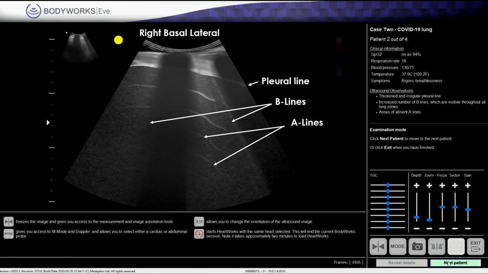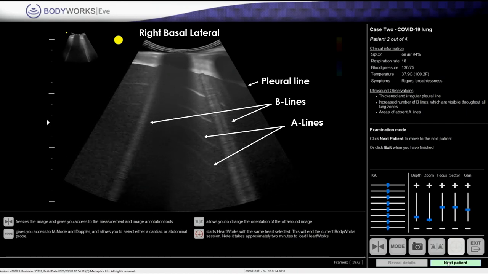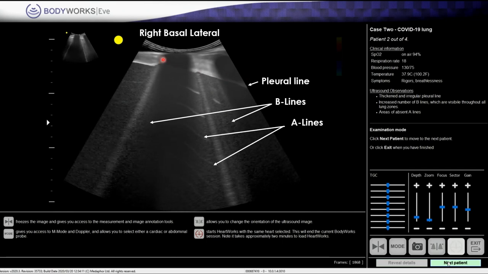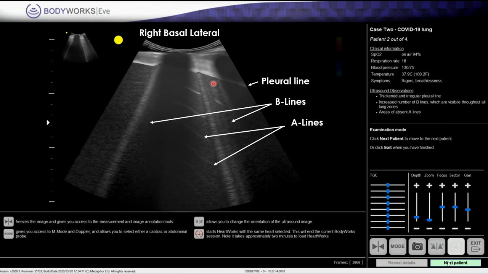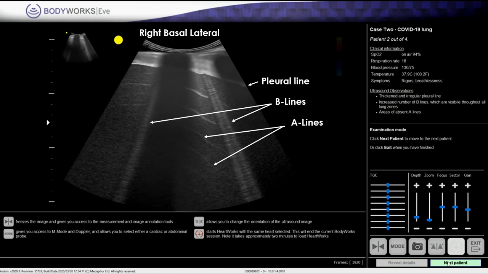This is the same patient, and what you're looking at now is we're getting a little bit better, closer look at the pleural line scan, but we're also looking at the right base. There's some rib dropout here. You're getting a few extra B lines. I don't see an effusion in here as well.